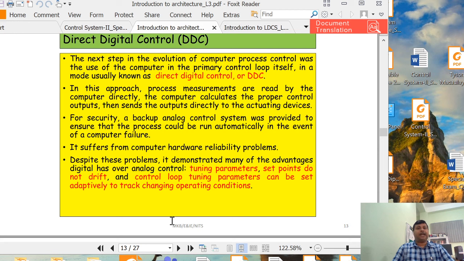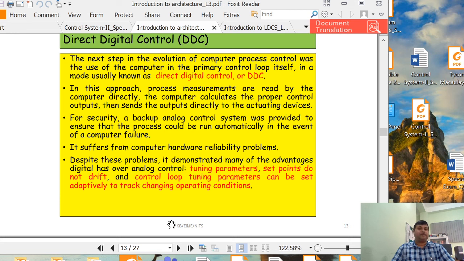Then we saw the development of direct digital control. The next step in the evolution of computer process control was the use of the computer in the primary control loop itself, in a mode usually known as direct digital control. In this approach, process measurements are read by the computer directly. The computer calculates the proper control outputs and then sends the outputs directly to the actuating devices. For security, a backup analog control system was provided to ensure that the process could be run automatically in the event of a computer failure. This kind of centralized structure suffers from computer hardware reliability problems.